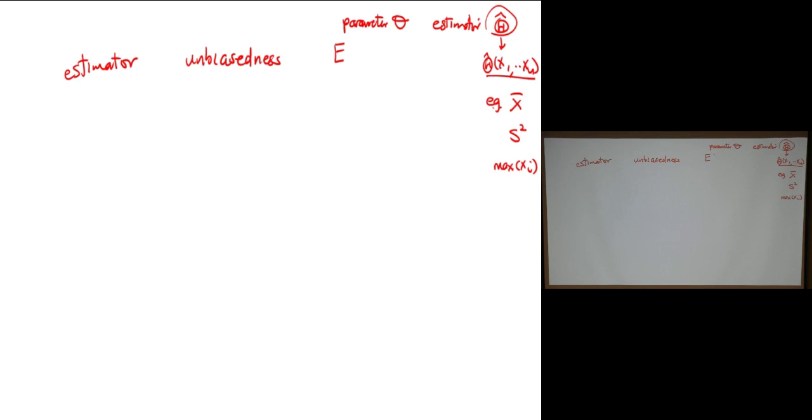So an unbiased estimator satisfies that the expectation of the estimator equals theta. The difference is called bias: the expectation of theta hat minus theta. If this difference equals 0, then this estimator is an unbiased estimator.